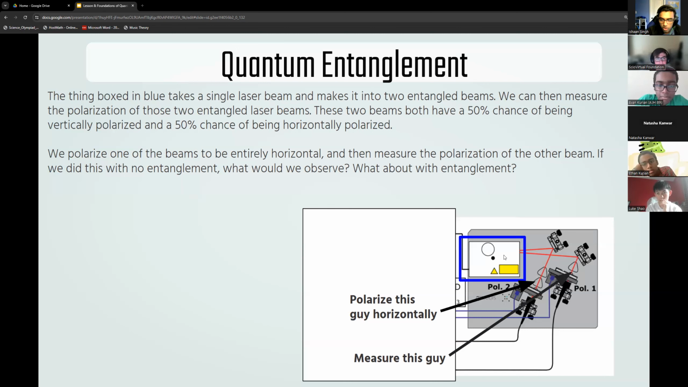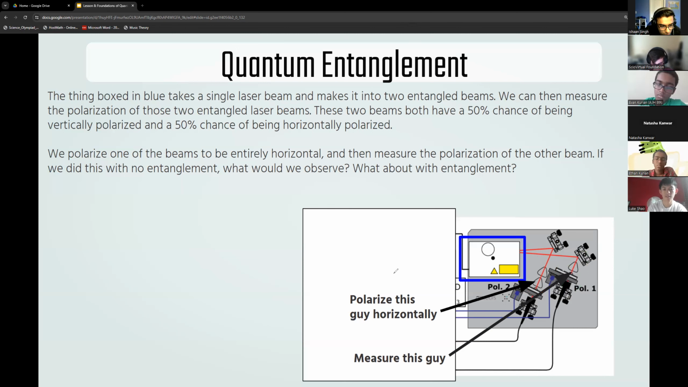So we take this beam on the left. Let me get my annotation. We take this beam right here that I'm circling and polarize it entirely horizontally. We then take the other beam on the right and measure the polarization of this beam, okay? So if they aren't entangled, what do you think we'd observe? What would our measurements of the polarization on the beam we're measuring be?